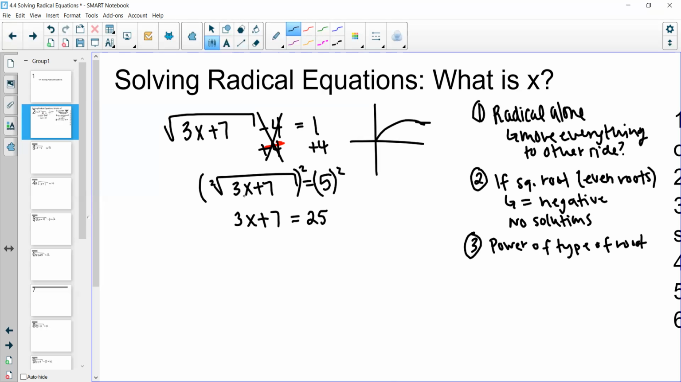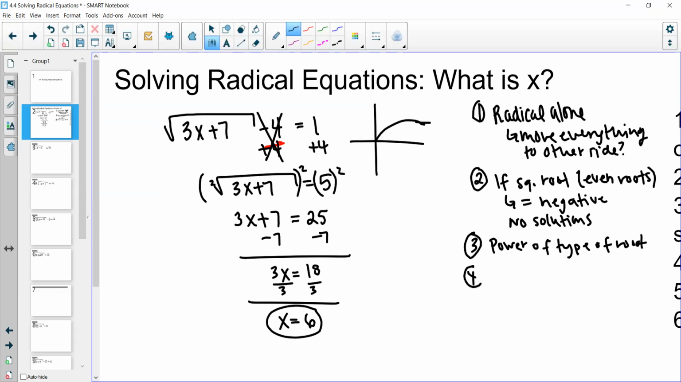And then what we can do is solve for x, and this becomes a 2-step equation. We can subtract 7 from both sides, and we get 3x equals 18. And then we can divide both sides by 3 and end up getting that x equals 6. So that's how we would solve it. So after we do that power of the type of root, the last thing we are going to do is solve for x.